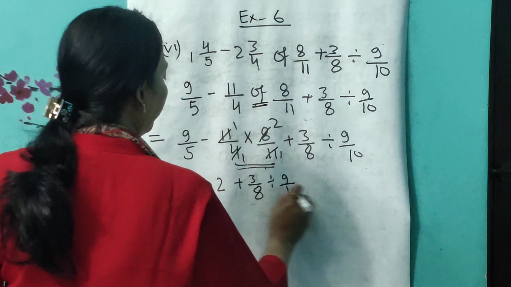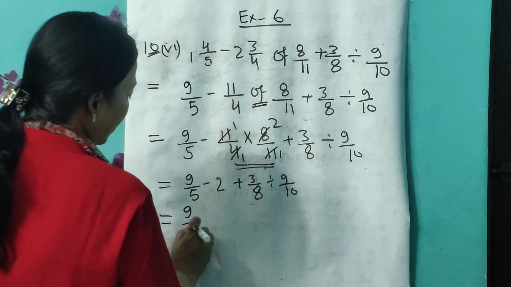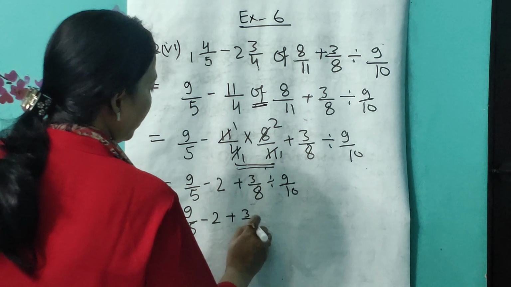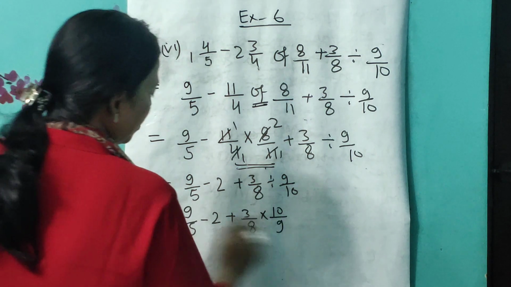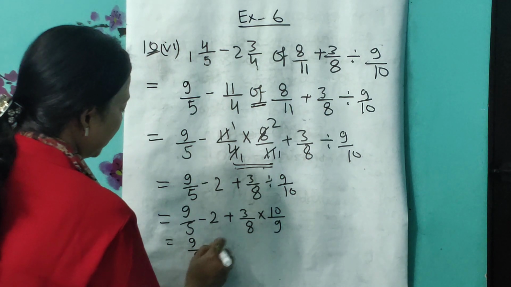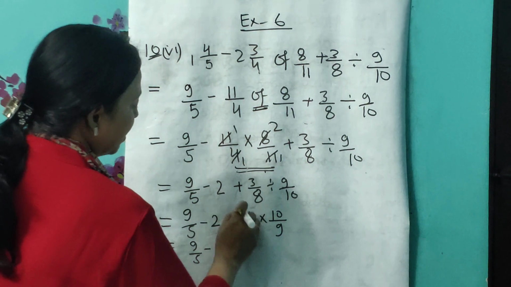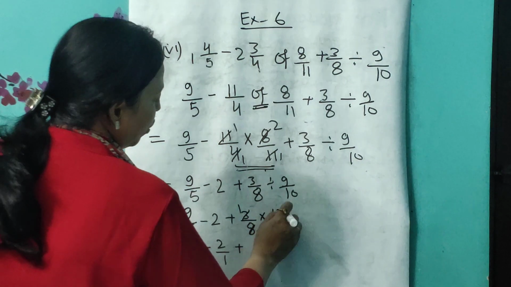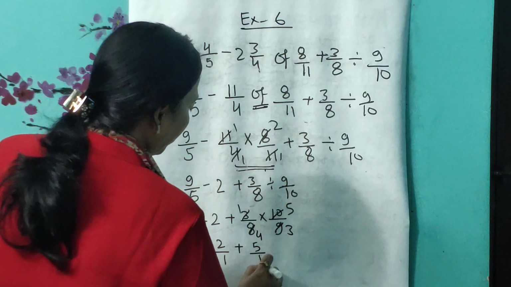So now the division. So 9 by 5 minus 2 plus 3 by 8 into 10 by 9. So in the next line you will get 9 by 5 minus 2 by 1 plus 3 ones are 3, 3 threes are 9, 2 fours are 8, 2 fives are 10. So you will get here 5 by 12.